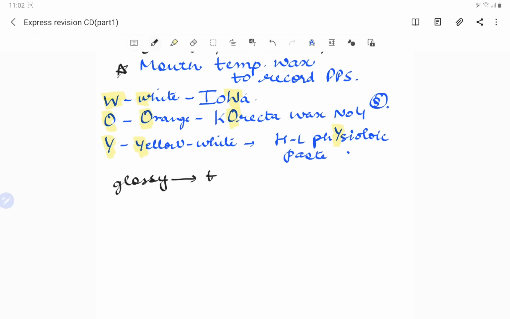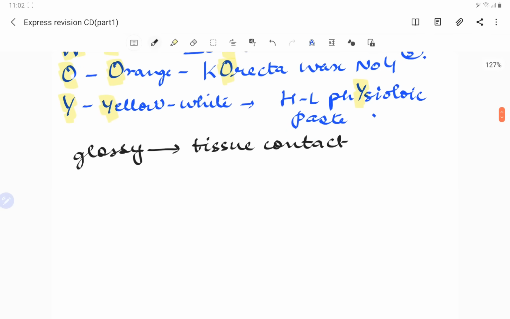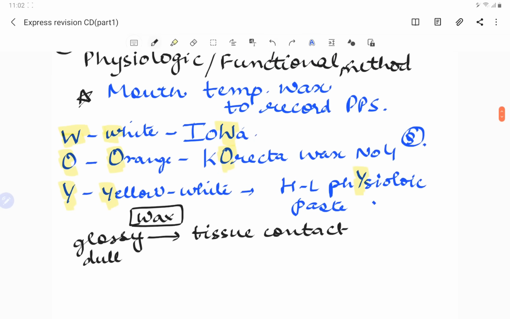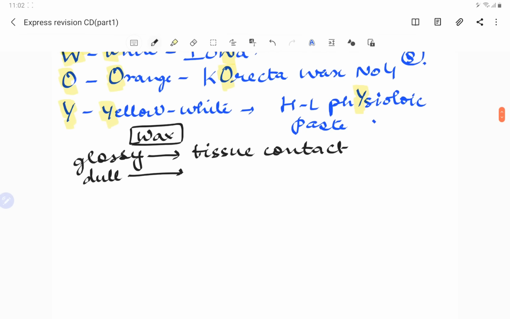Now the glossy, if the area is glossy, that means there is going to be tissue contact. Now you need to remember one more thing. When we are talking about wax, I am going to write wax. Glossy means tissue contact, and if it is a dull area, then there is no tissue contact.